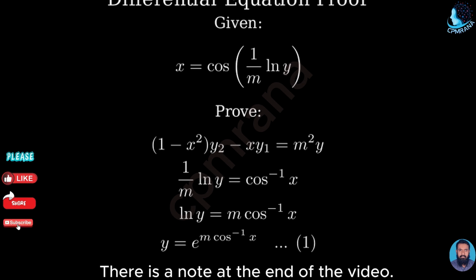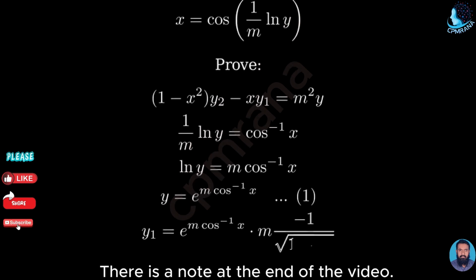Let's find the first derivative with respect to x. Using the chain rule, we get y sub 1 equals e to the power of m times inverse cosine of x times m times negative 1 over the square root of 1 minus x squared. We can simplify this expression.